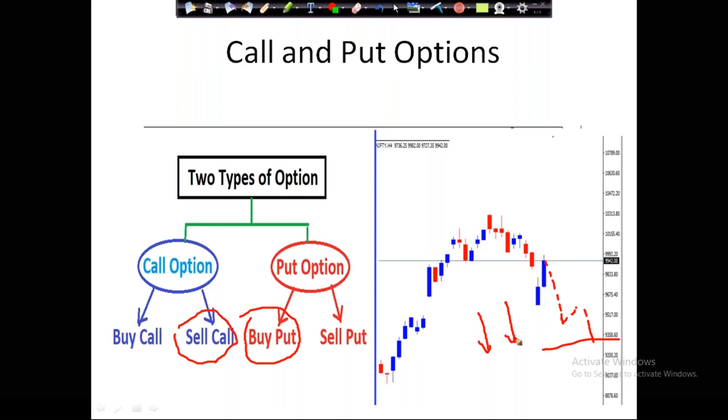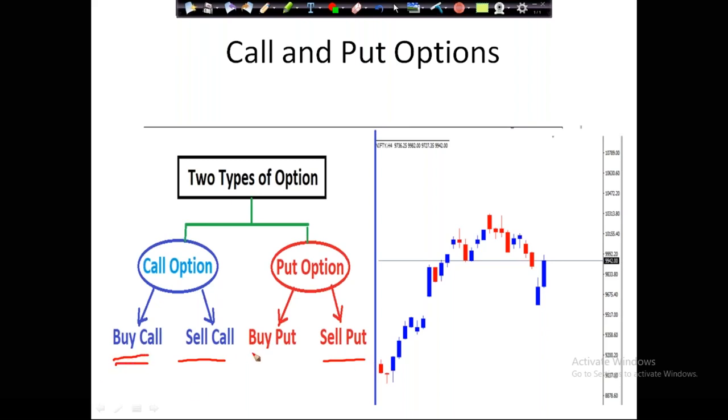Why are there four segments? Because there are two writers and two buyers. That is why four segments are there. Call seller and put writer, that is called writer, who writes the call. That means premium seller, like an insurance company. Does it make sense? This is the seller. And buyers are the premium buyers. We are doing insurance. That is a buyer. That's it.